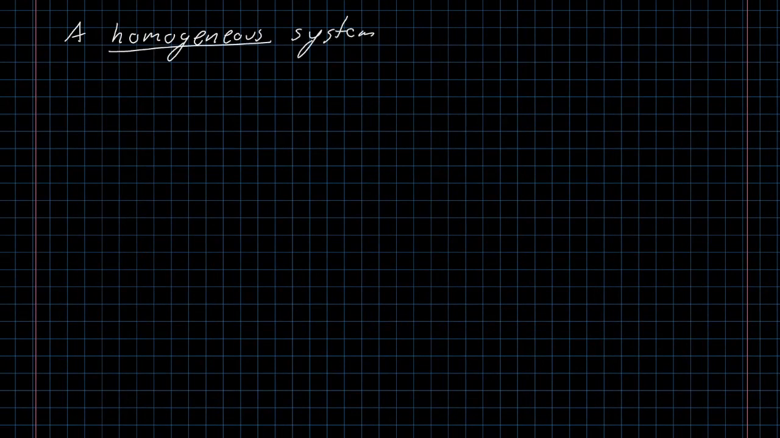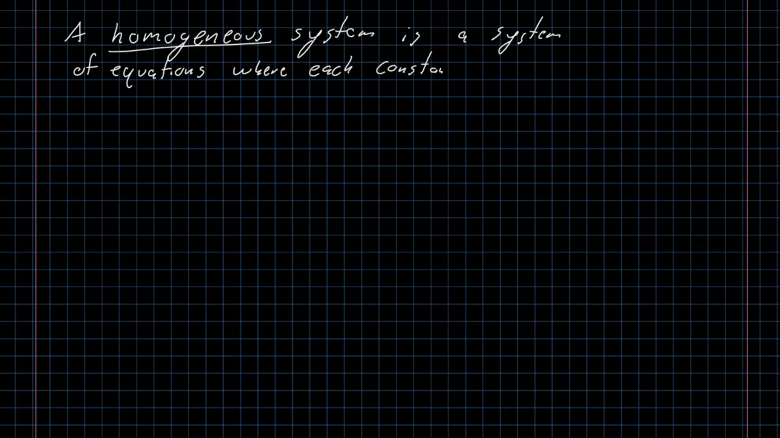A homogeneous system is a system of equations where each constant term is 0.